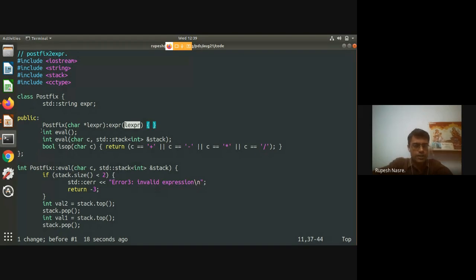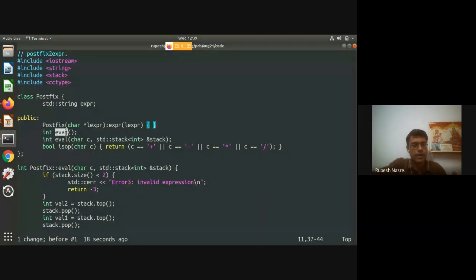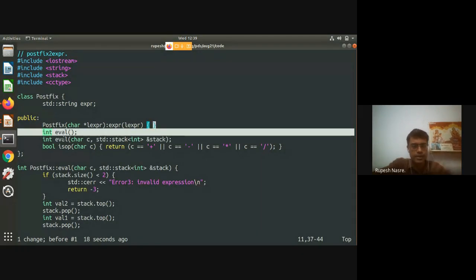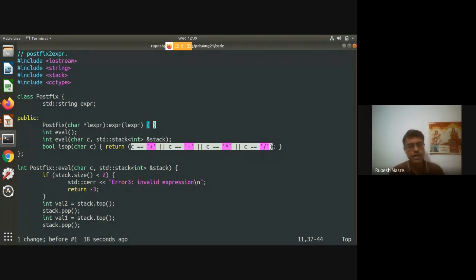Then there are two eval functions. One definitely is going to be called from main, right? That is what we have called without any arguments. And the second one is more fine-grained. This doesn't mean that it is recursive. It just means that I'm taking care of a particular plus, minus, star, slash separately. So the algorithm exists inside eval, and evaluation of a particular operator depending upon the character C and the stack is going to happen inside the eval. And then there are some auxiliary functions like, is it a valid operator? Right? So if it is plus, minus, star, slash, then I just return true. Right? Any questions on the postfix class?